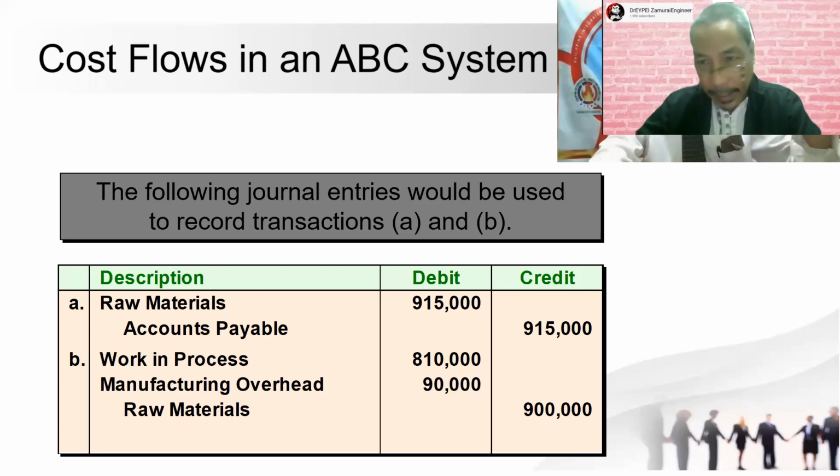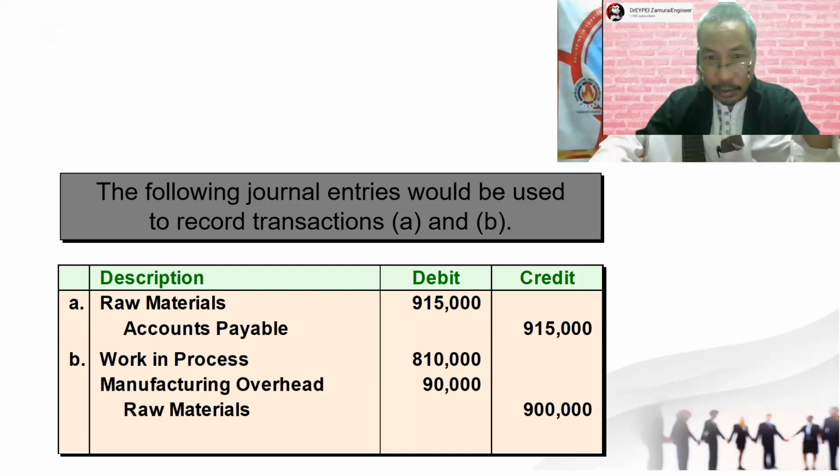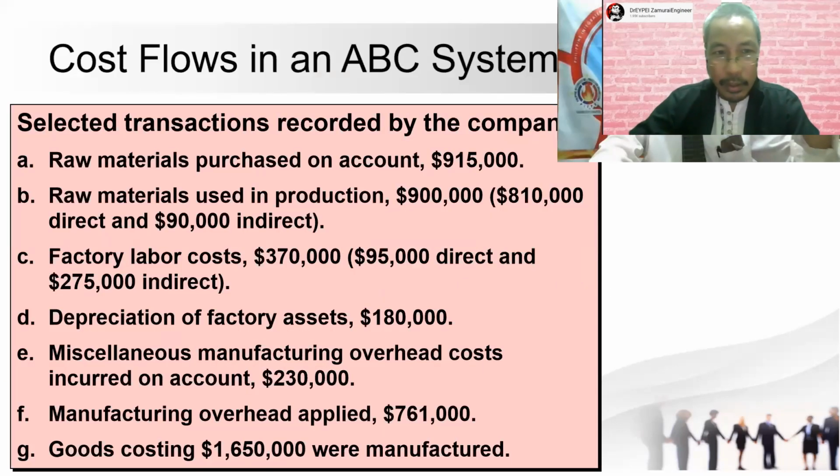Please prepare your journal sheets and follow this. Write this up, as a practice. Letter A, raw material purchase on account. Write in your journal sheet: raw material, debit 915, and then accounts payable, credit 915.